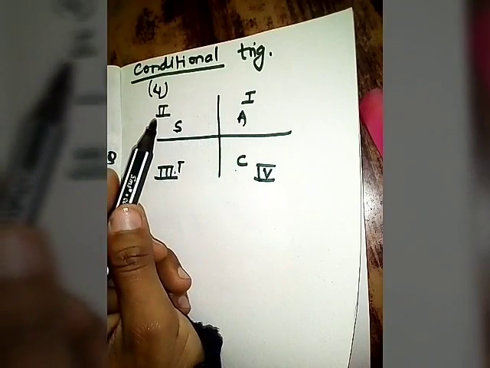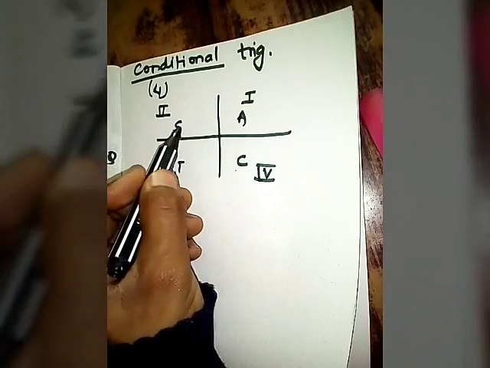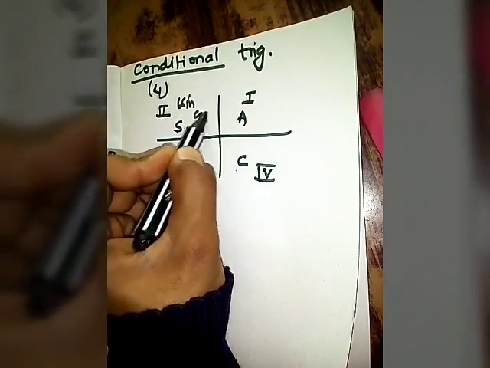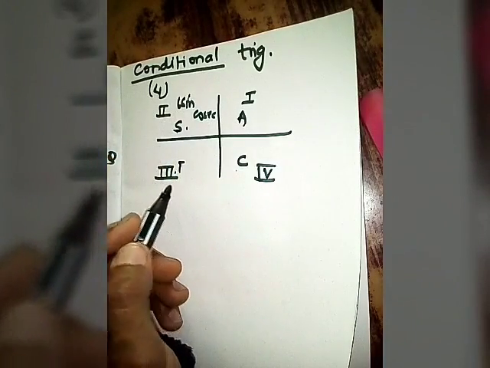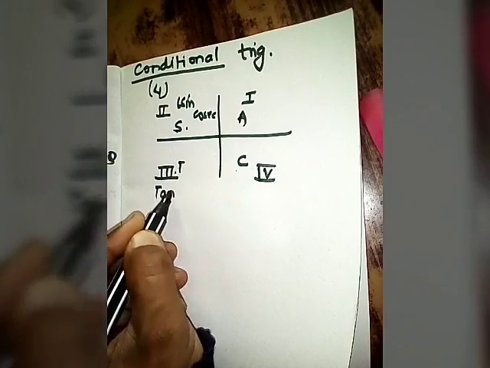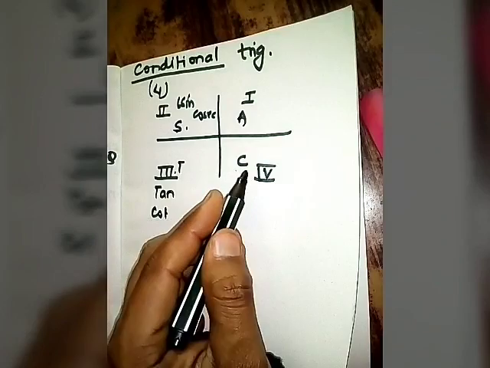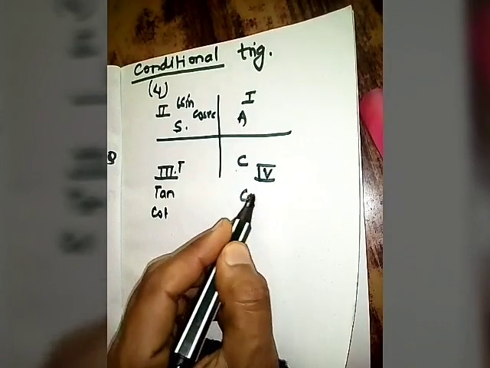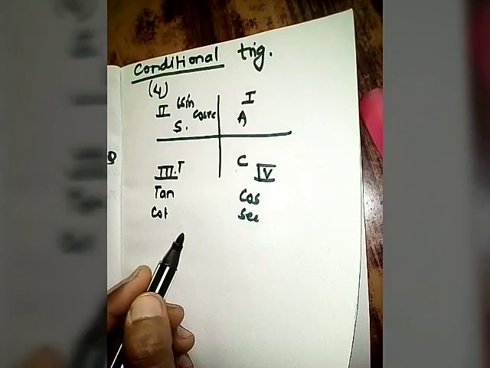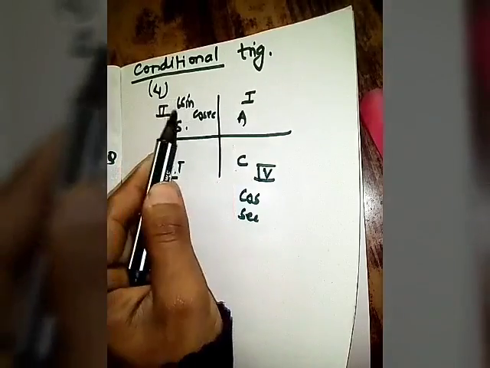Now in the second quadrant, S definitely stands for sine. Over here you have sine and cosec positive. If you go for the third quadrant, T for tan, definitely in the third quadrant we have tan and cot positive. Now in the fourth quadrant, C for cos, so in the fourth quadrant cos and sec are positive.